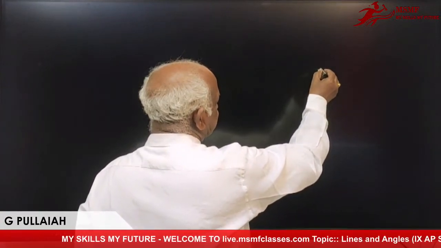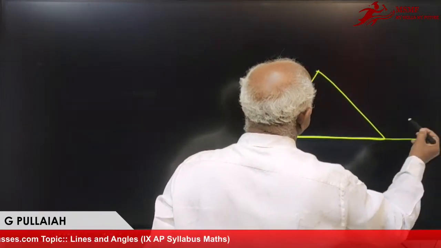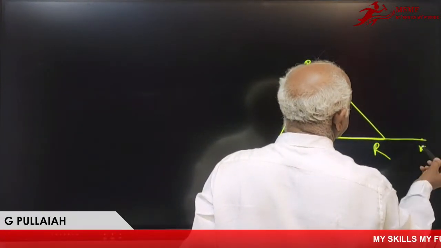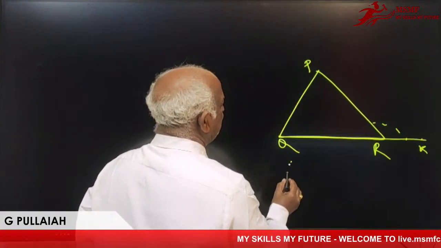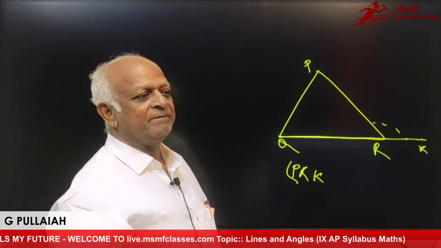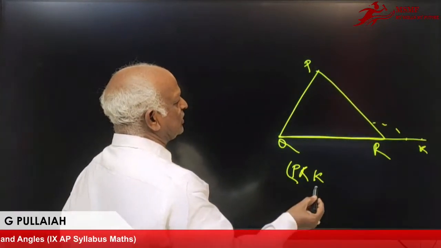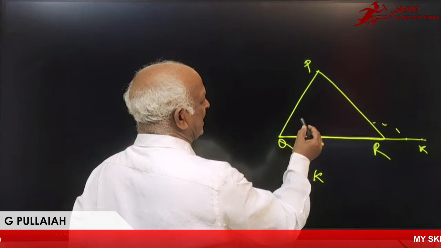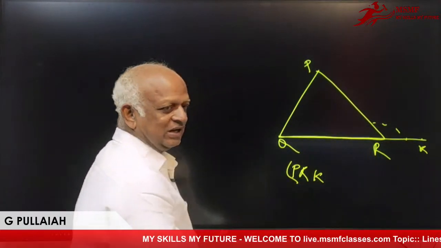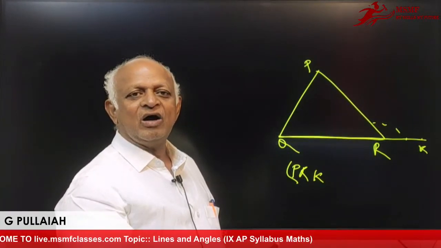Now another concept, angle PRK is the exterior angle, and this PRK exterior angle is always equal to the sum of the interior opposite angles of this triangle. So if you take R, it is the adjacent angle. Now we are talking about the interior opposite angles.